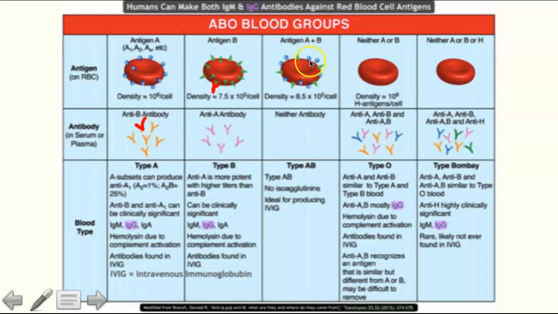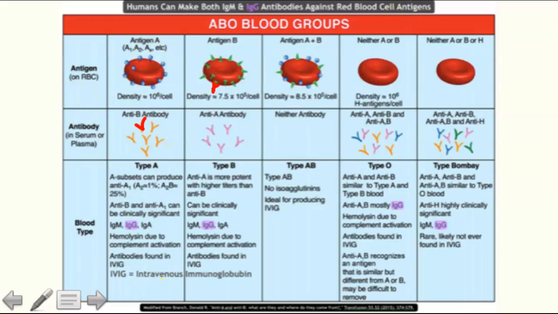So they're specific to the different types of antigens. If you have both A and B antigens on your surface, then your plasma doesn't have any antibodies, because if it did, it would attack itself. And if you have type O blood, where you don't have any antigens on the red blood cells, then your body produces anti-A and anti-B antibodies.